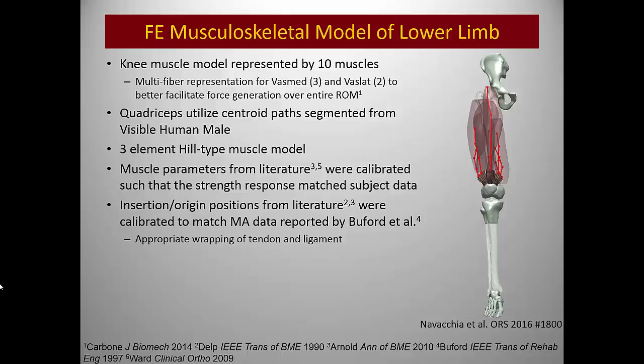Building on work completed previously, a complex muscle representation was implemented in the FE model. This included 10 muscles, 4 quadriceps, 4 hamstrings, and 2 gastrocs. Multifiber representations for the vastus medialis and lateralis were implemented to better facilitate force generation over the entire range of motion. The quadriceps utilize centroid paths segmented from the Visible Human male, and the model uses a 3-element Hill-type muscle model with muscle parameters from literature being calibrated such that the strength response matches subject data. Insertion and origin positions from literature were also calibrated to match moment arm data reported by Buford.